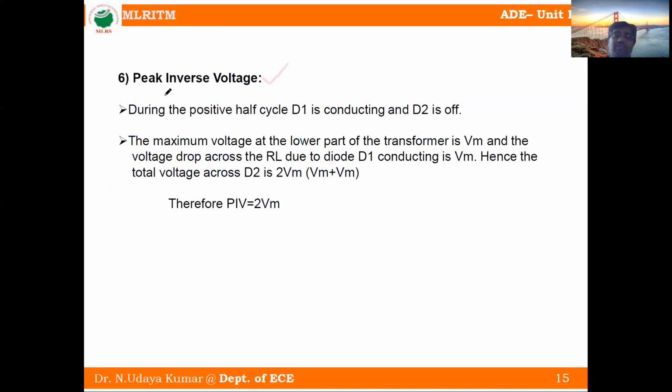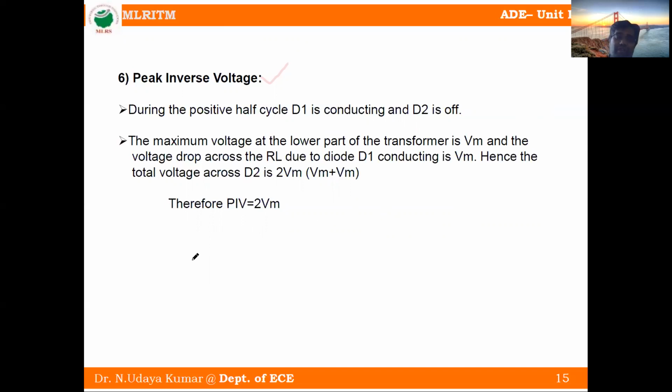That is called peak inverse voltage. During the positive half cycle, only one diode is conducting, the other diode is off. So the maximum voltage at the lower part of the transformer is Vm, and the voltage drop across RL due to R1 is Vm. So total 2 Vm.